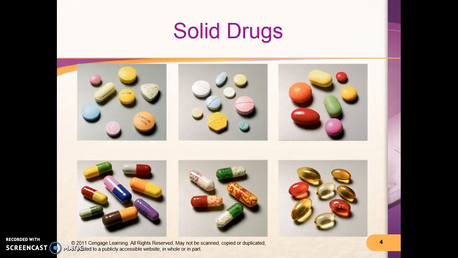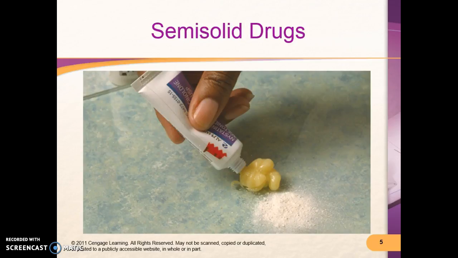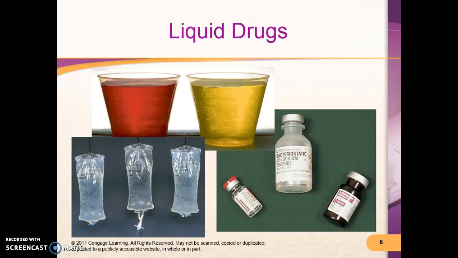So when we think of solid drugs, these are all different types of solid drugs. So they can be in the tablet, caplet, capsule, and even liquid gels are in the solid drug form. Semi-solid refers to things like ointments and lotions and creams. And then liquid drugs can be liquid orals, like things we take by mouth, or it can be injectables. So these are just some pictures of some of the oral or liquid types of drugs.